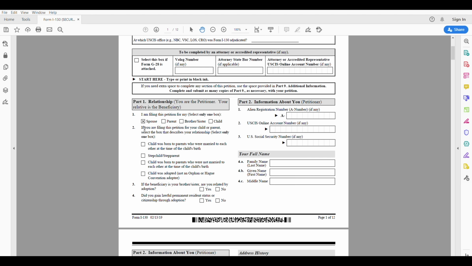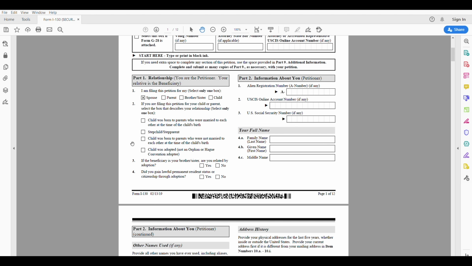Number 2, if you're filing this petition for your child or parent, select the box that describes your relationship. Since we're applying for a spouse here, none of these would apply, so we can go ahead and skip this. If you are applying for a child or a parent, you would have to select one of these boxes.